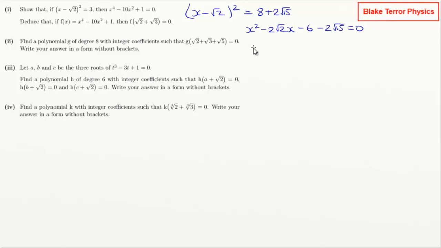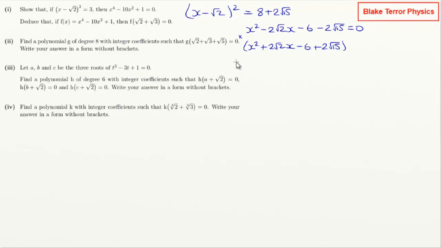So that's what I've got, and now I'm going to want to multiply that by x squared plus 2 root 2x. Can keep that as a minus 6, and then a plus 2 root 15. Not 2 root 2, a 2 root 15. So I want to multiply those together. Now a lot of these terms are just going to disappear, aren't they, with all these pluses and minuses.